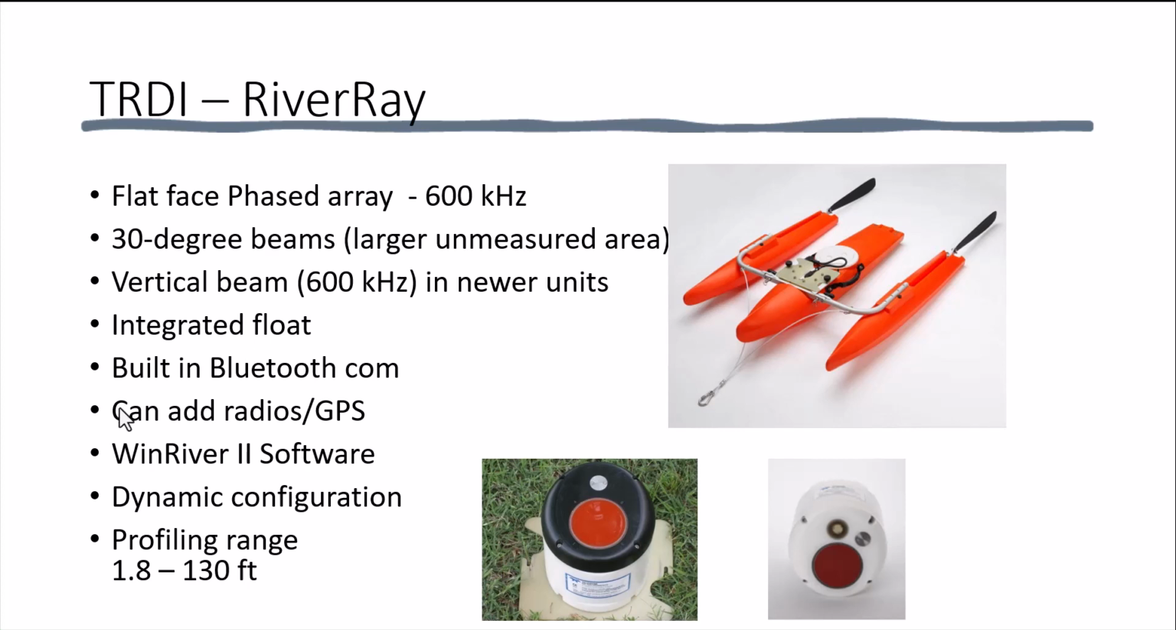You can add additional data radios to the RiverRay as well as GPS. The data are collected and processed in WinRiver 2 software. The RiverRay has no manual configuration, but is always dynamically configured as the measurement is made. The profiling range is approximately 0.5 meter to 40 meters.